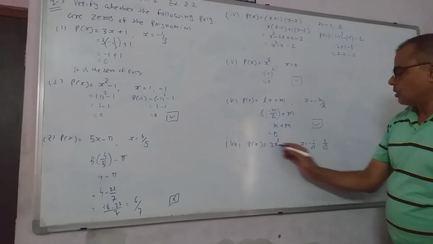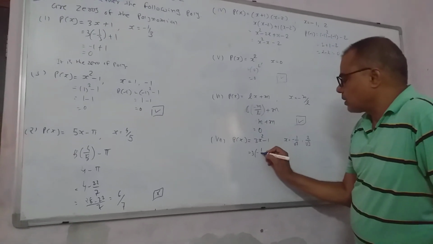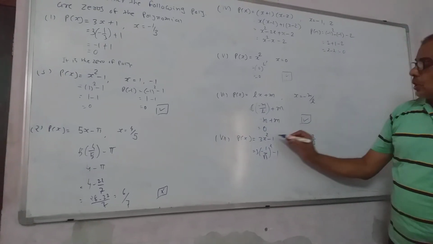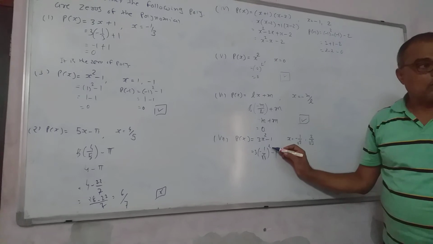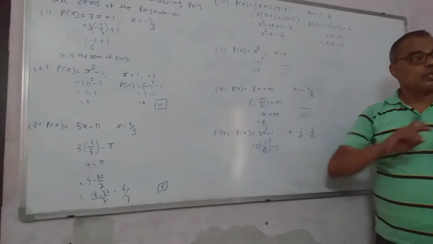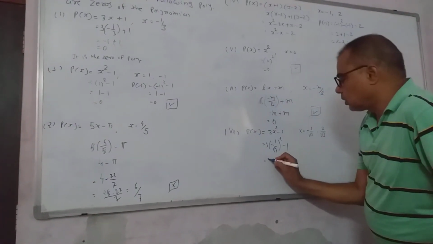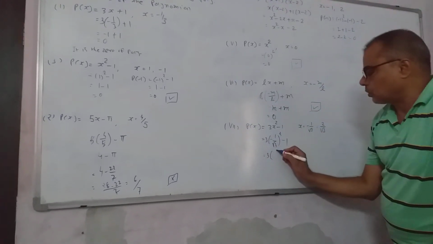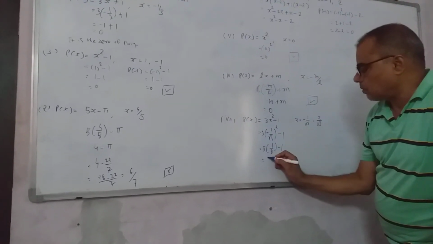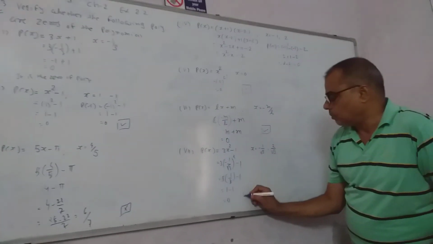Right? Next, x is equal to minus 1 upon root 3. So you have to put here 3 bracket minus 1 upon root 3 square minus 1. Right? x square. So here it will be also square. You know what is root 3 square? I told you, root 3 square means the square root sign will be removed. So 3 times 1 upon root 3 square minus 1. So 3 cancel. 1 minus 1, it means 0. So this is also a zero of the polynomial.